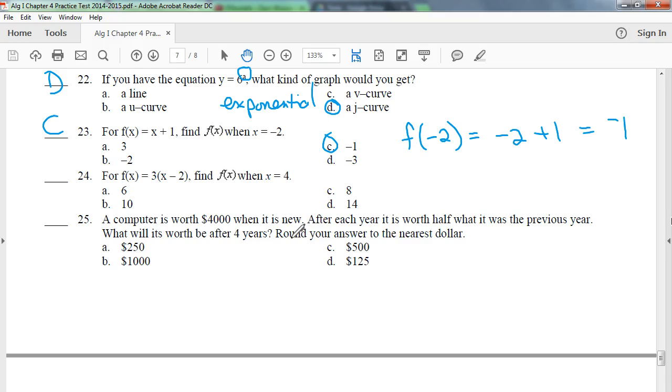24, for f of x equals 3 times the quantity x minus 2, find f of x when x equals 4. So here we're going to plug in 4 everywhere we see x. So it'll be 3 times 4 minus 2. That is 3 times 2, which is 6. So 24 is A.